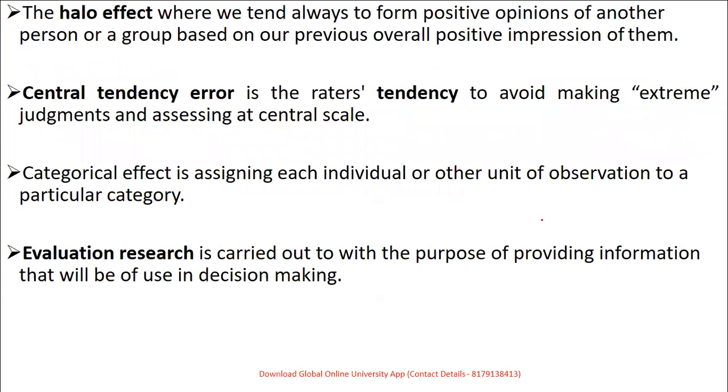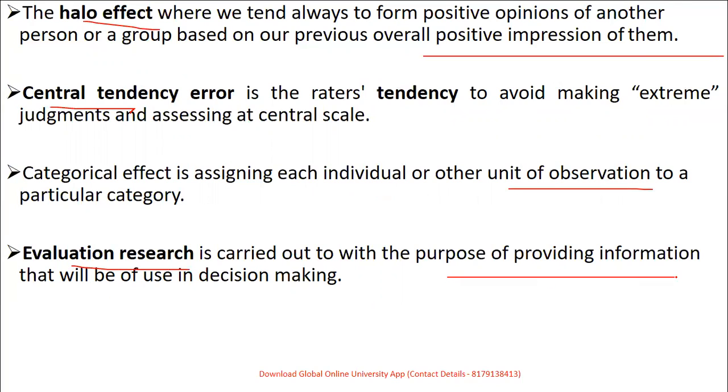The next one you have is certain effects. Halo effect is one where on one opinion you form the opinion of other group members involved in research. Central tendency is where you do not want to go to an extreme, you want to be standardized, so you maintain a central point. Categorical effect is based on the unit of observation and evaluation, which is based on the purpose of providing information.